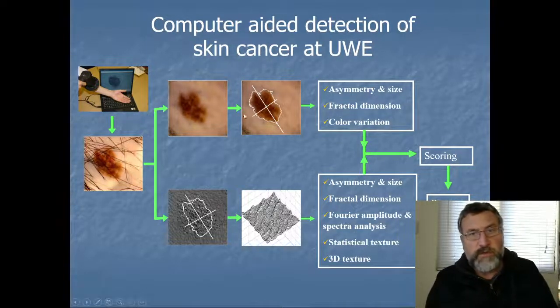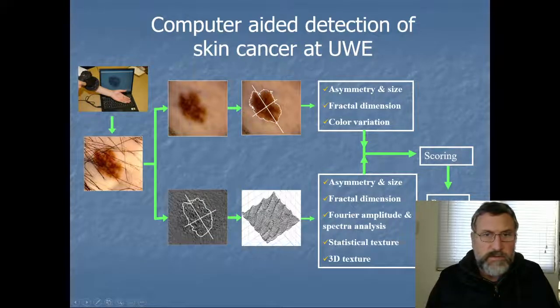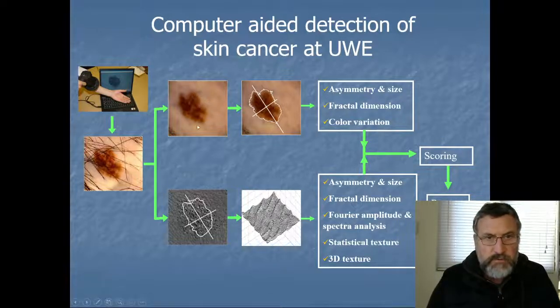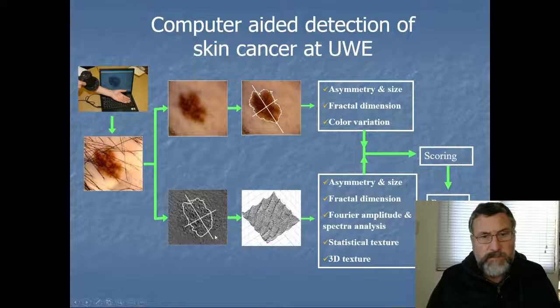There's two parts to it. There's a 2D part at the top. This we can do now. This is where it's a thing called ABCD rules that they use. At the moment it's purely subjective. But with this, we can measure these parameters automatically, and we can measure any changes in them and do that reliably. The thing at the bottom is the 3D analysis, where we recover the texture in 3D from the surface of the mole.